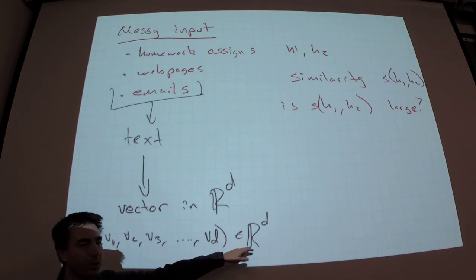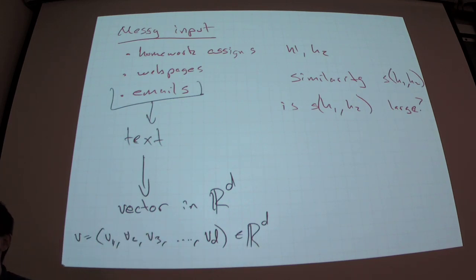We might restrict this more to be binary or something else at some other point. But the order of these matters. If I swap V2 and V3, this is a different vector. And so if you have a vector, the common distance between two vectors.